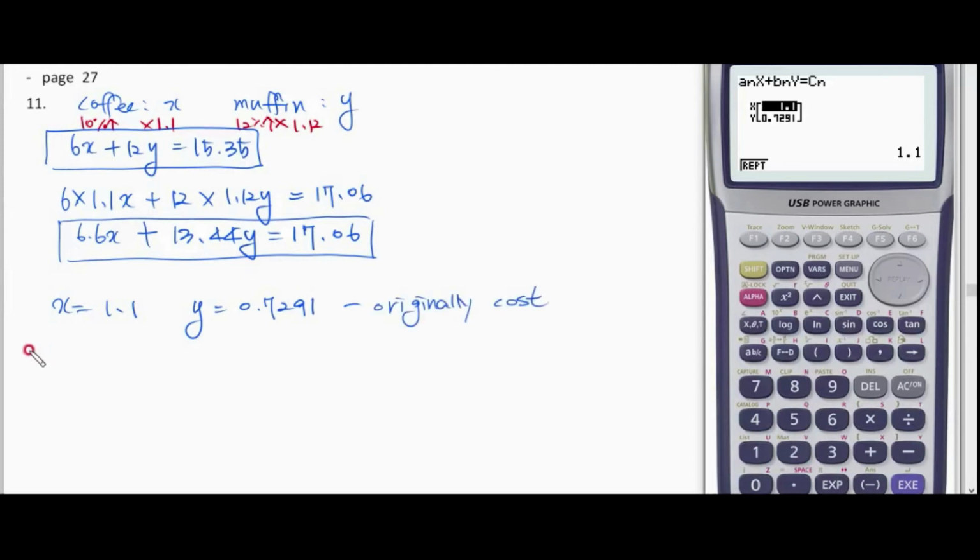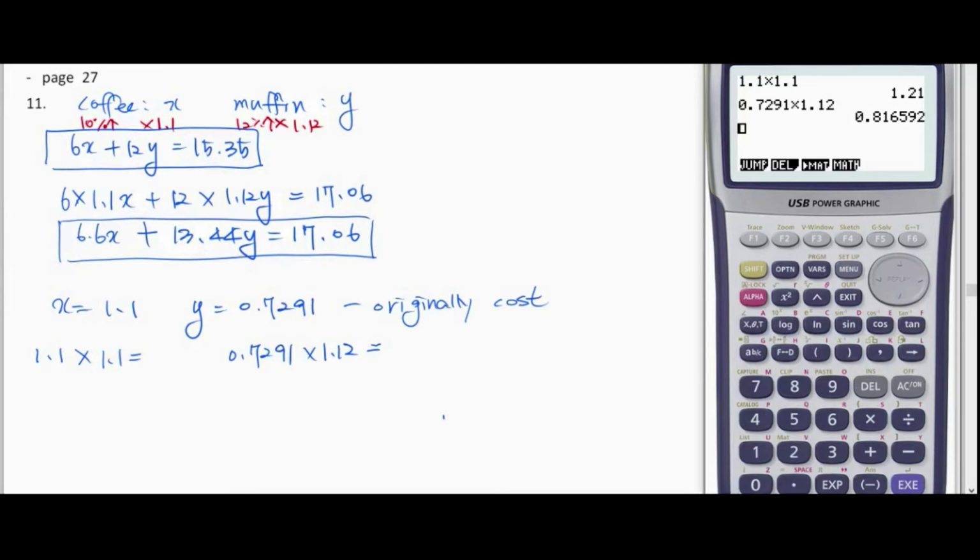So the new cost is 1.1 multiplied by 1.1, and this will be the x, and now let's do the y. It used to be 0.7291, and that will be multiplied by 1.12, which is increased by 12%, and then these will be the new prices. So we'll just calculate to solve it, and the new price for x is $1.21, and the new price for y is $0.816592.